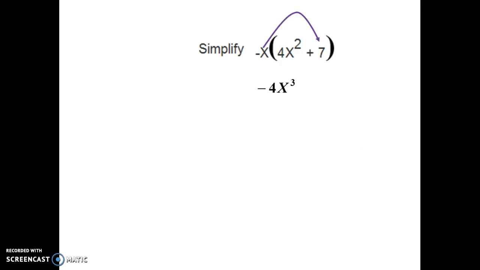Negative x times a positive 7 becomes negative 7x. You could write this as negative 4x cubed plus negative 7x, or you could also write it as negative 4x cubed minus 7x. Both of those are accurate.